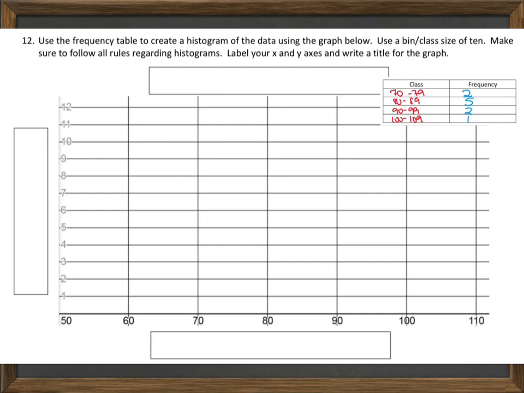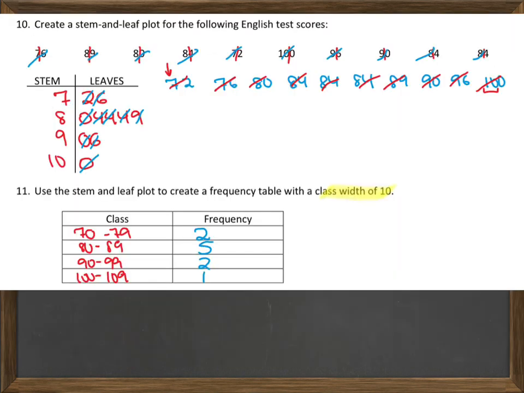Okay, so on this next page, we're asked to use the frequency table to create a histogram of the data, again, using the graph that we were given. It says use a bin or class size of 10, well, we already have that, and to make sure to follow all the rules regarding histograms, label your X and Y axes, and write out a title for the graph. So in order to follow these directions, I sort of need to remember, well, what are these values? So if we go back here, right, and read number 10, what are these values? Well, they're about scores on an English test.